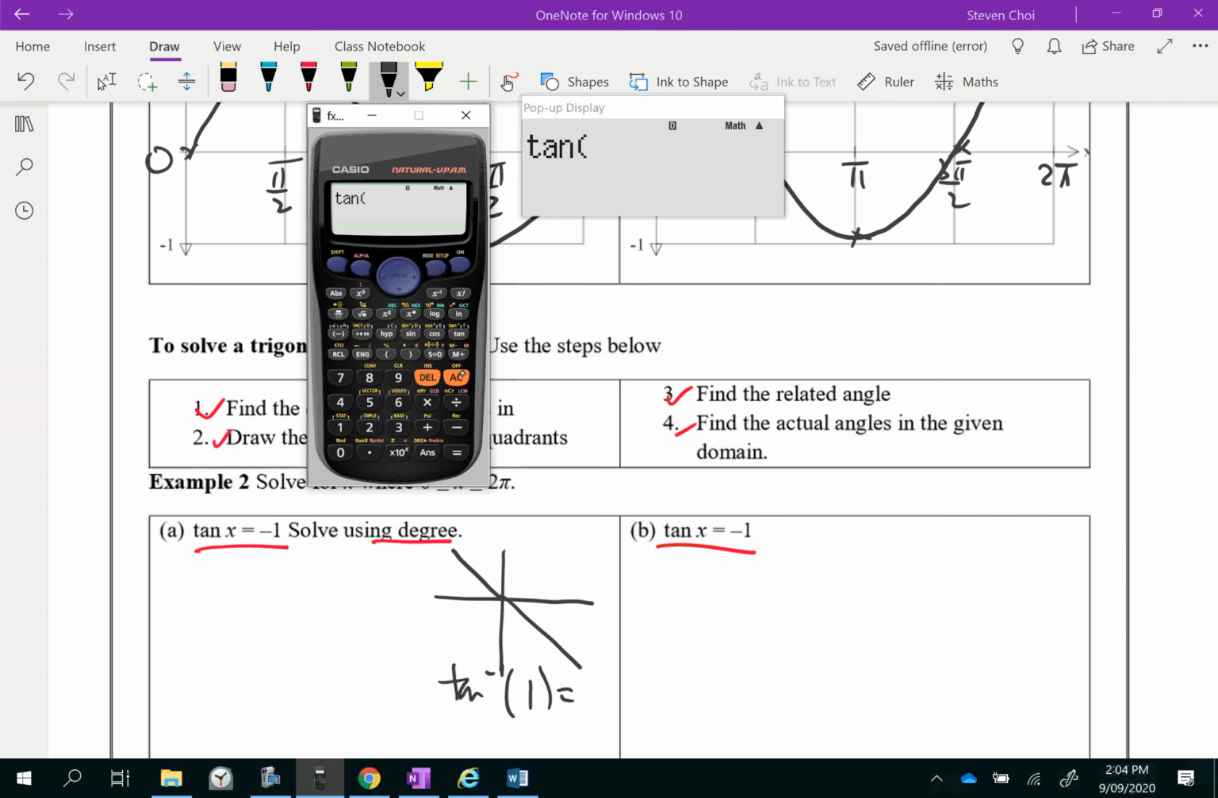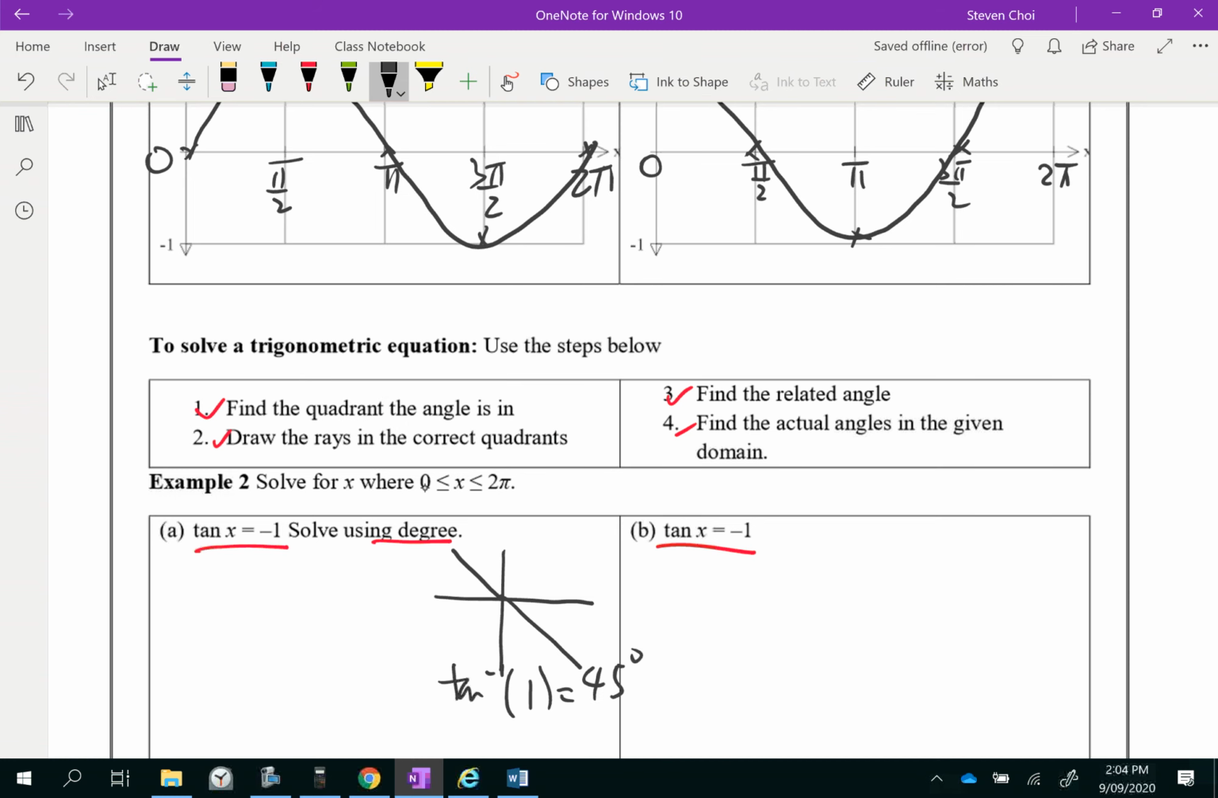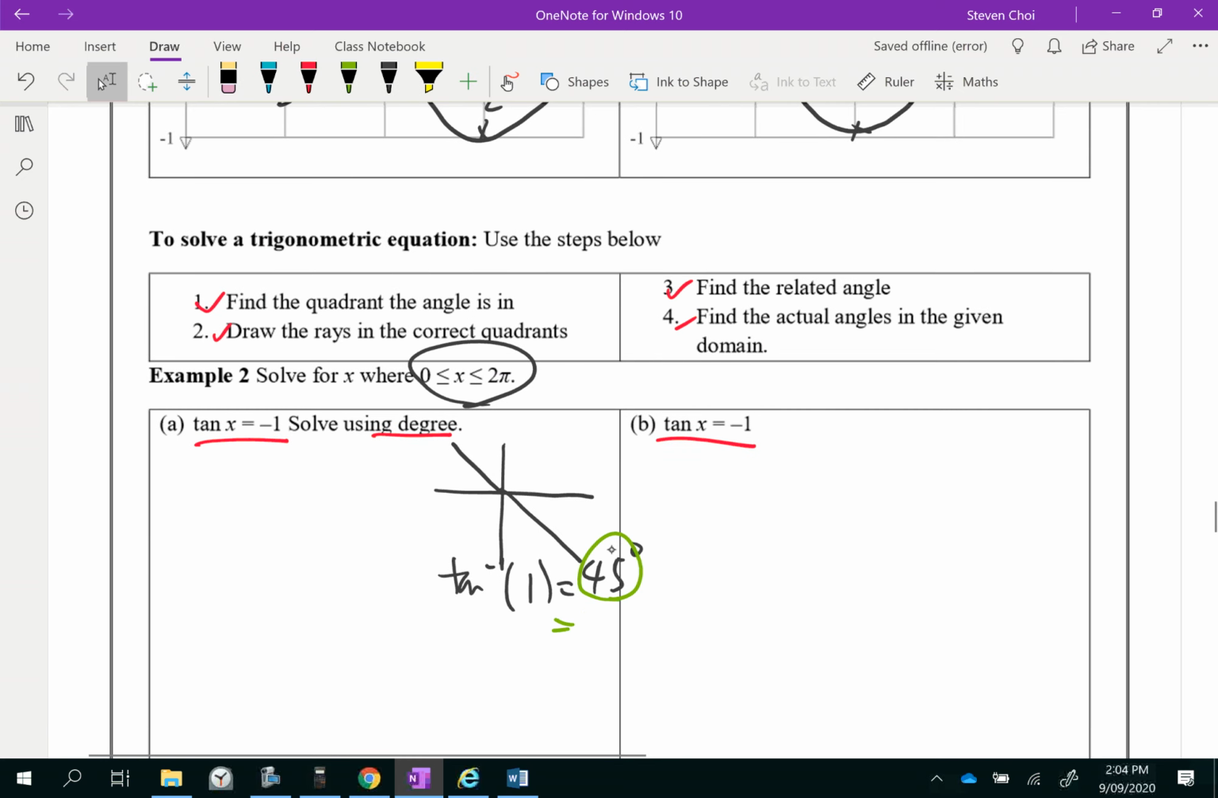Shift tan 1. You get 45 degrees. But because it's in radian, you must change it to radian. But we know this is exact, so you get pi over 4. Actually, don't, just keep it as 45. And then what you do is you write 45 there, 45 here. And then to find the angle, you do 180 minus 45 or 360 minus 45.